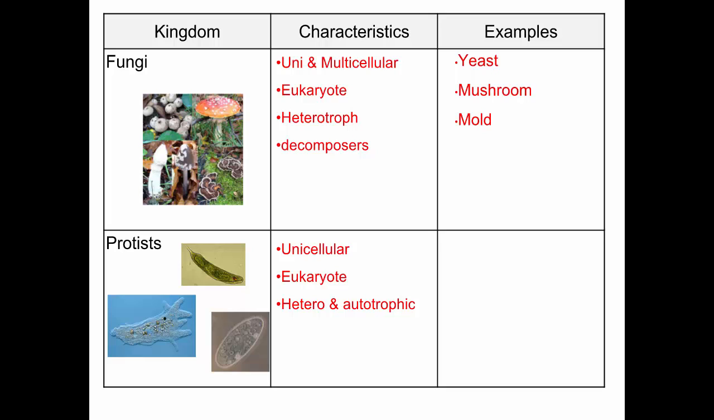This is a protist called Euglena. This is an amoeba. This is a paramecium. Okay, so we'll look at all three of those and study them in more detail next week. And that leaves us with two kingdoms left.